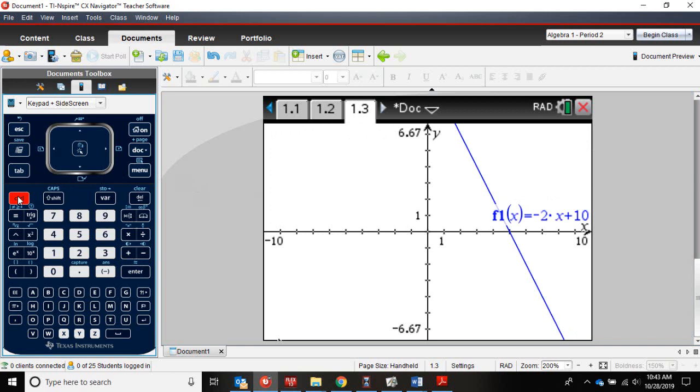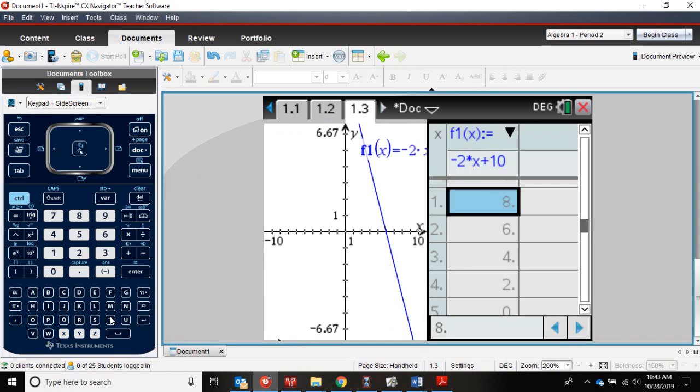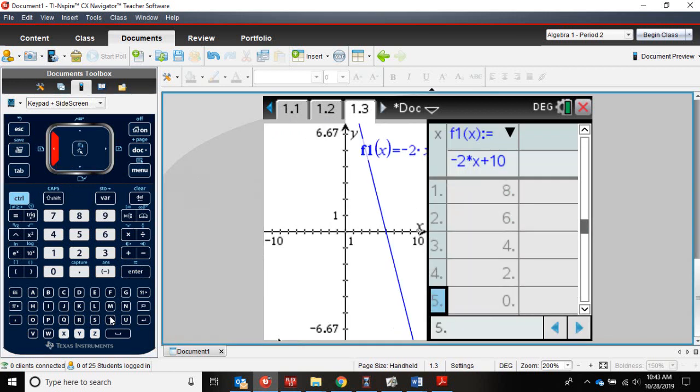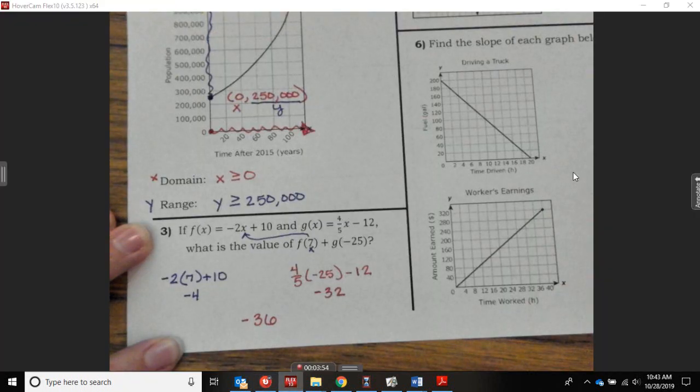And you go to your table, you would look for 7. And if I find 7 on my x, the answer here was 24. And so you could have done that for both and then added them together.